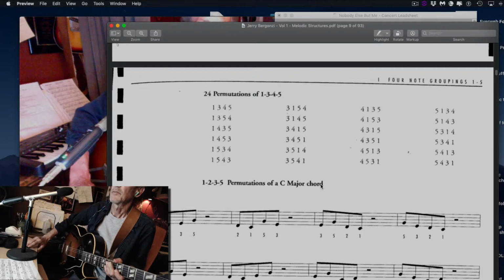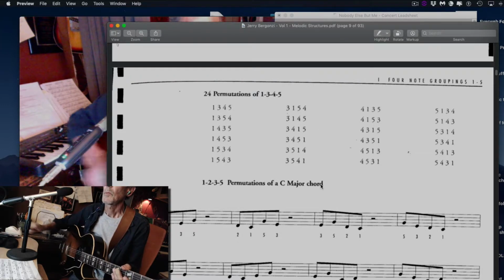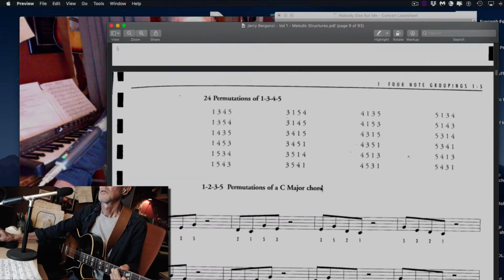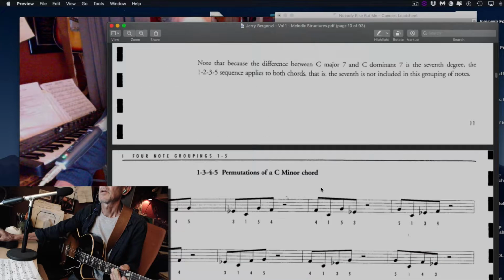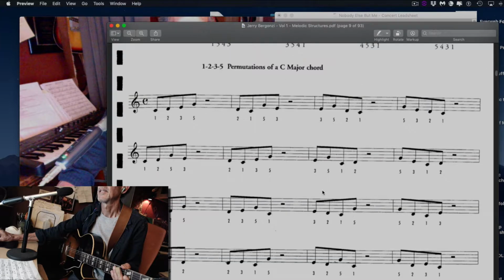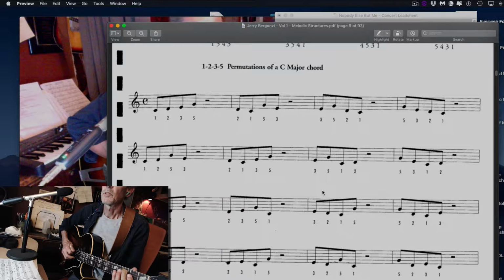So he explains what the permutations are, and then he gives them for 1, 2, 3, and 5 of C major. For instance, 1, 2, 3, 5, 2, 1, 5, 3, 3, 5, 2, 1, 5, 3, 2, 1, and those can all be played in any octave.